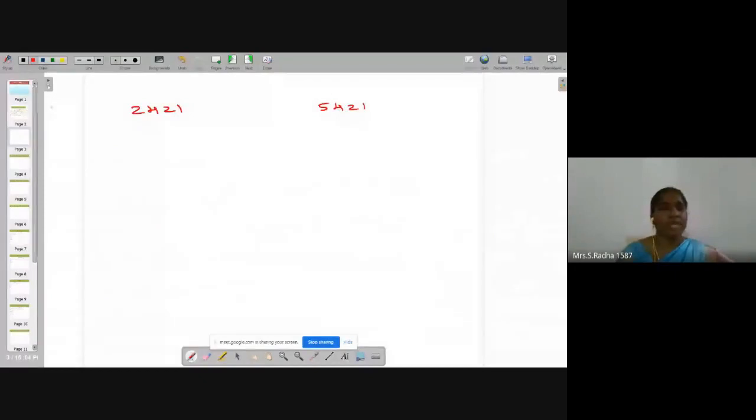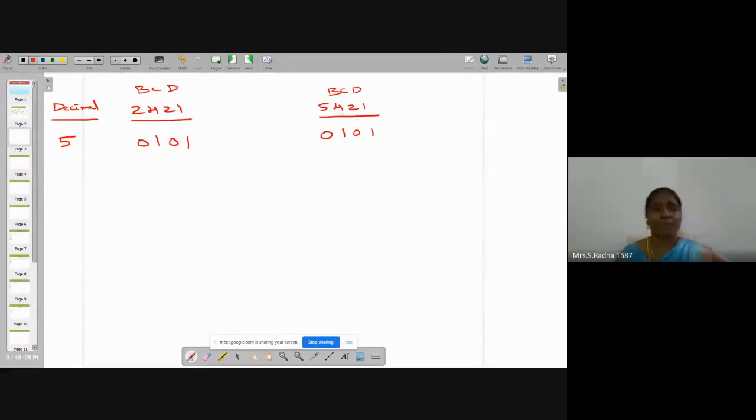If I take a decimal number, if I take the number 5, how to represent it in 2421 BCD? These are position values. I can get 5 if I put 1 here and 1 here. No other combination can give me 5. In 5421 also the representation is the same, 0101. This is also another type of BCD code. 2421 and 5421 are the position values. You multiply the position value with the face value.